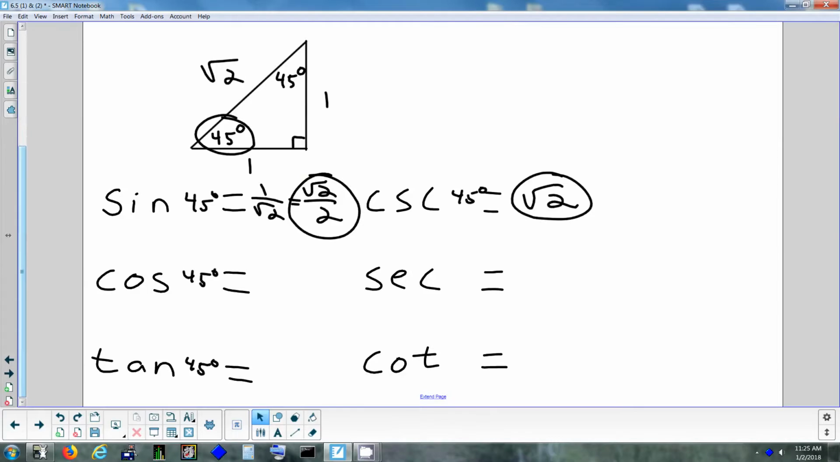Caitlin, how about the cosine? Help her out. What's the definition for cosine? Adjacent over hypotenuse. So it'd be the same thing as sine, because the opposite and adjacent are the same. Well, if the sine and cosine are the same, so are the cosecant and secant.